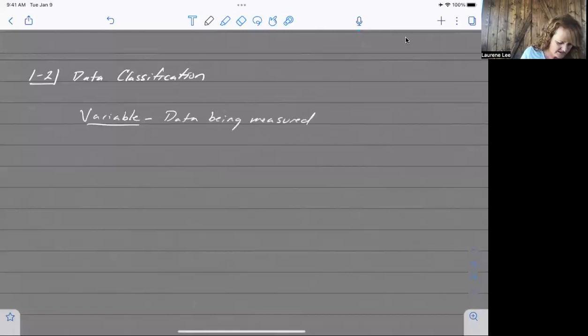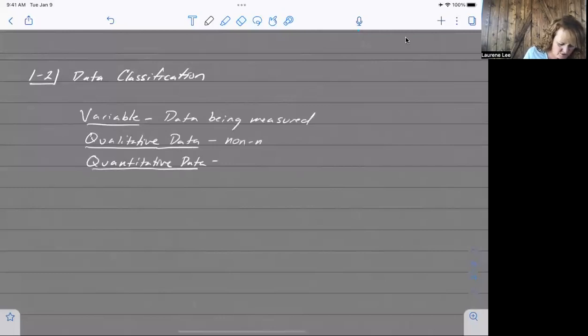There's two kinds of data. They are generally broken into two categories: qualitative data and quantitative data. So qualitative data is non-numerical entries. Numerical is a mathy word for numbers, so non-numerical means it's not numbers.